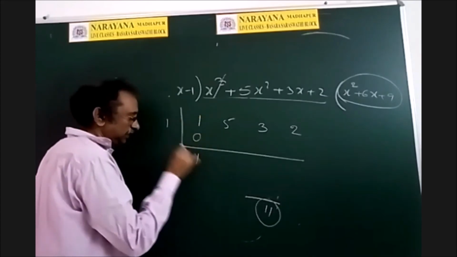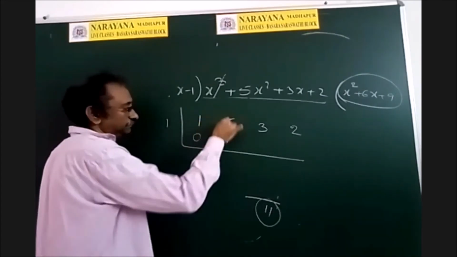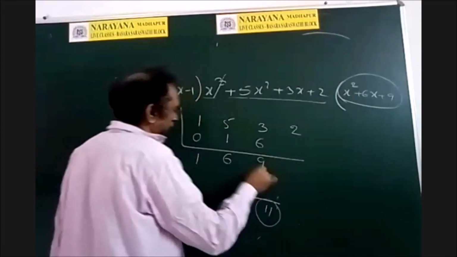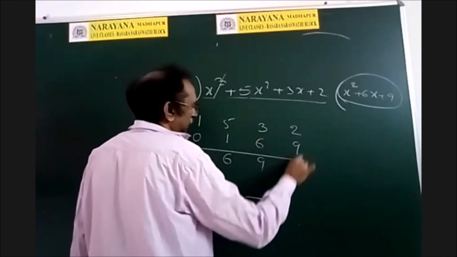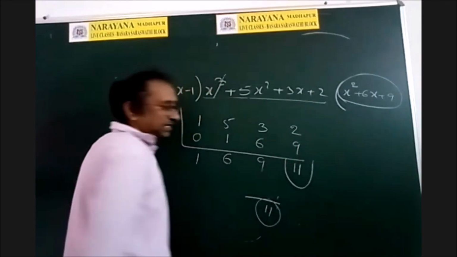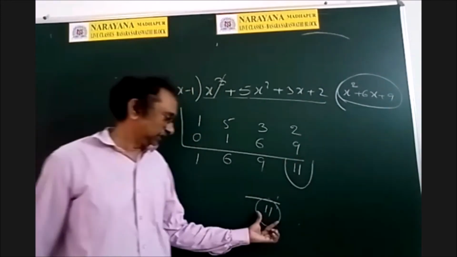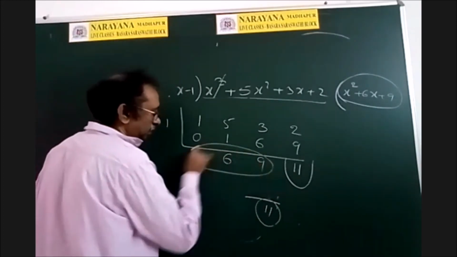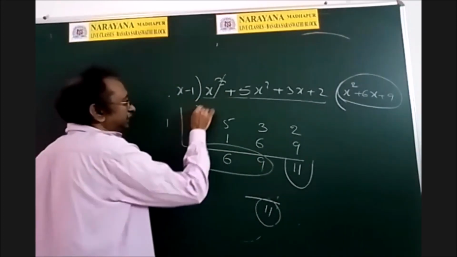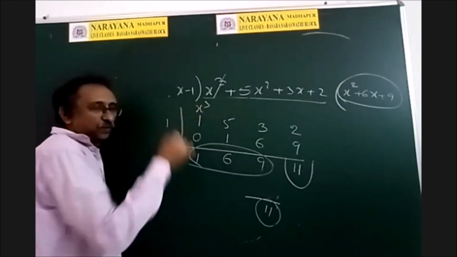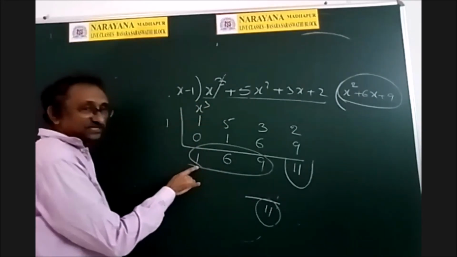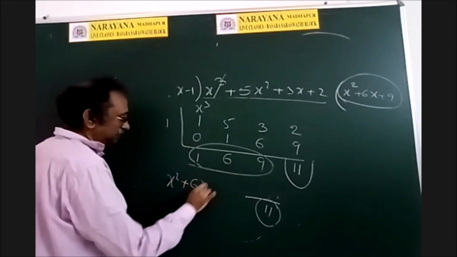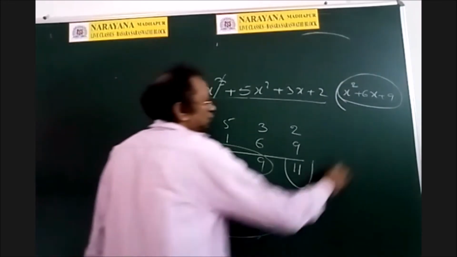And now always start with 0 here. Now adding these two, you will get 1. 1 into 1, 1. Adding these, 6. 6 ones is 6. 6 plus 3, 9. 9 into 1, 9. 9 plus 2, 11. So this is the remainder you will finally get. So see, this is the remainder and this is the quotient. How to write that quotient? If the degree is x cube, now take 1 less than the degree, that is x square here. So 1 into x square plus 6 into x plus 9. So that is the quotient you will get here.